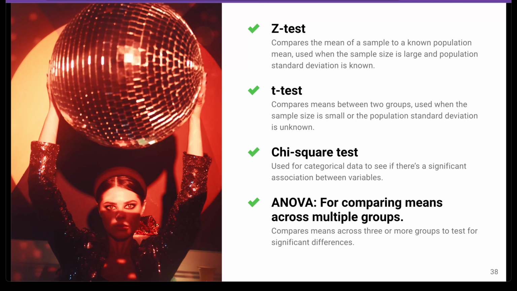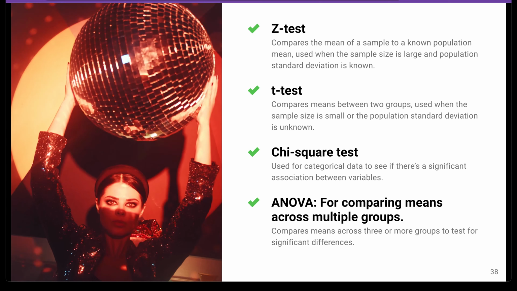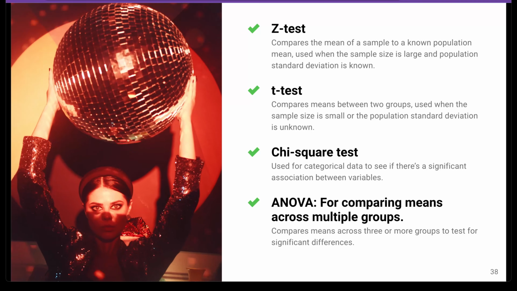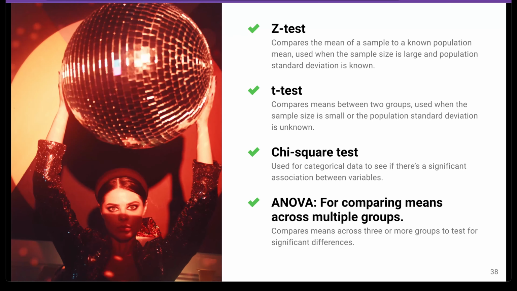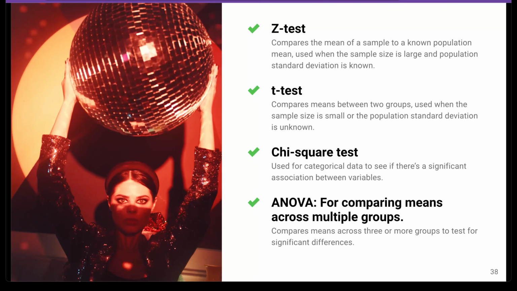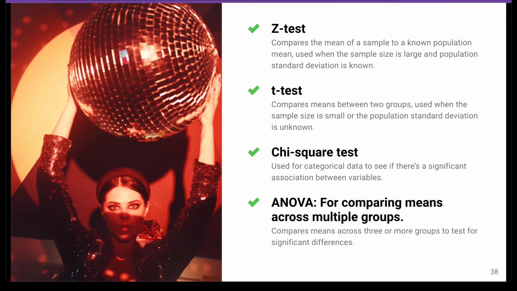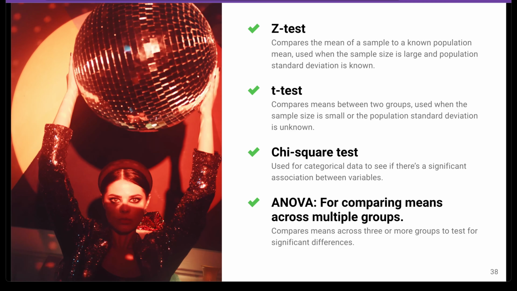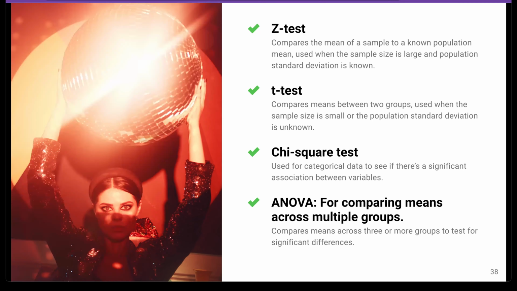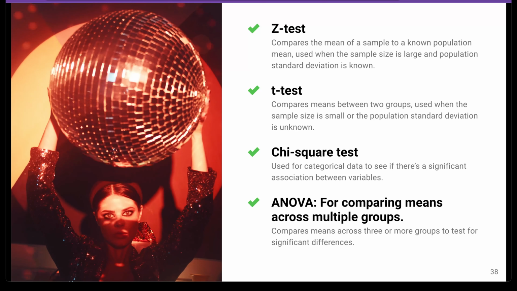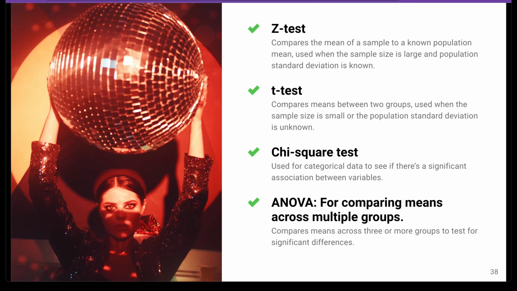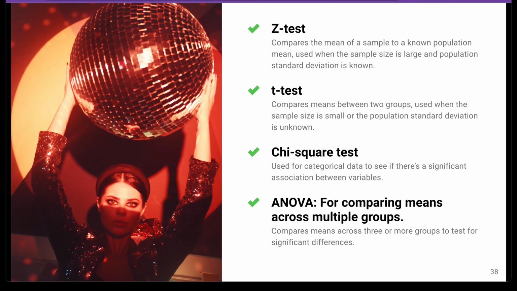Chi-square test, when there are categorical variables. What's a categorical variable? Red, blue, green, male, female, tea or coffee, anything, first place, second place, third place. You're not actually comparing how much the difference between first place and second place is. You're just looking at big categorical variables. You're not looking at quantifiable numbers. You're looking at labels. ANOVA, for comparing means, so like a t-test, like a z-test, but across multiple groups.